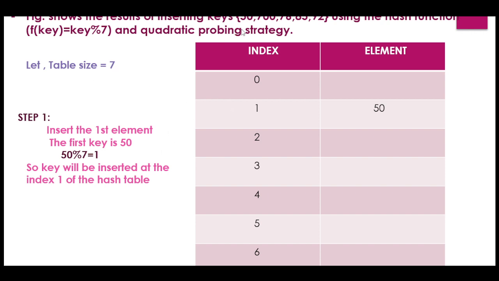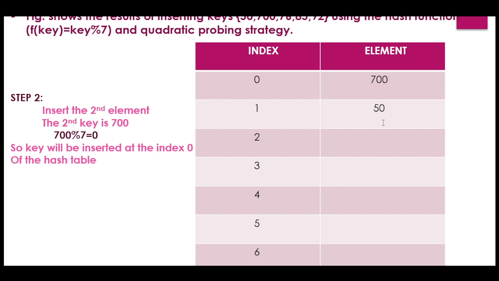First key we have here is 50. 50 can be inserted in the index 1 by using the formula: key mod table size, 50 mod 7 is 1. In the index 1 there is no element, then we can insert 50 as usual.